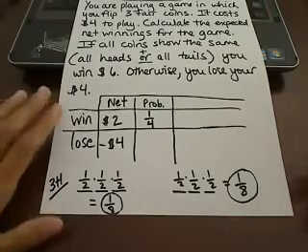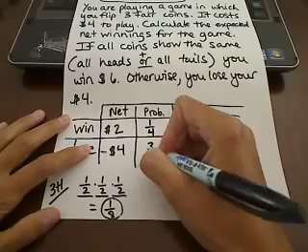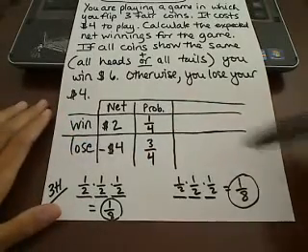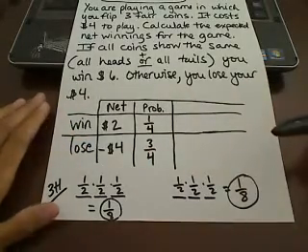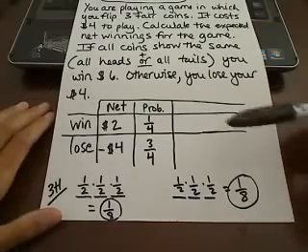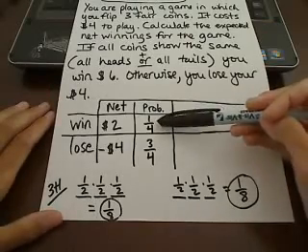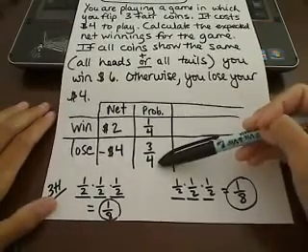And then the probability of us losing is just 1 minus that, because these 2 have to add to be 1. We're either going to win or lose, and so if this is a quarter, this has to be the remainder, 3/4.